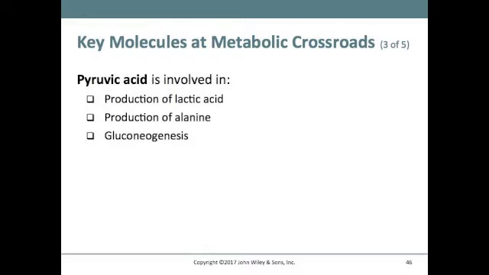So as I said, pyruvic acid is involved in the production of lactic acid. When oxygen is in short supply in a tissue, as in actively contracting skeletal or cardiac muscle, some pyruvic acid is changed to lactic acid. The lactic acid then diffuses into the bloodstream and is taken up by hepatocytes, which eventually convert it back to pyruvic acid.